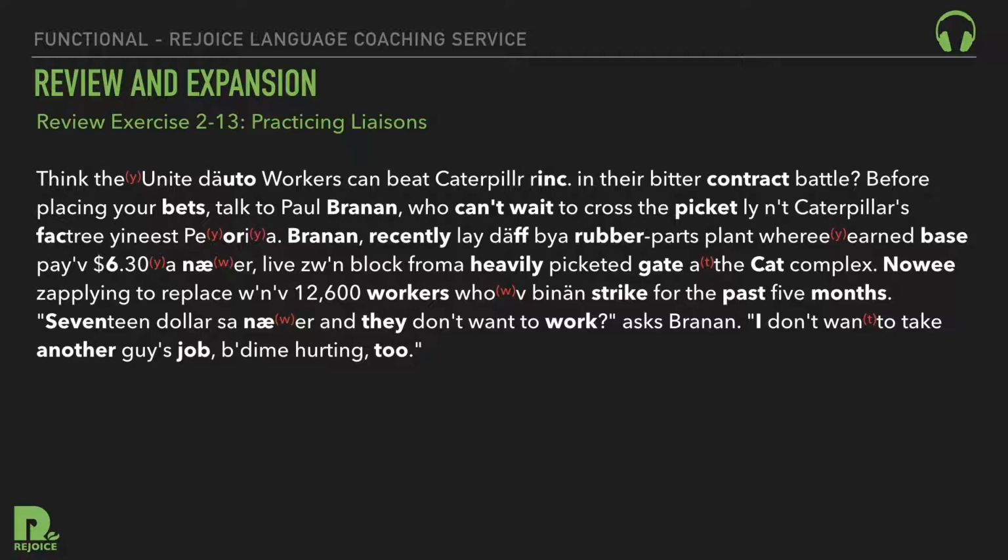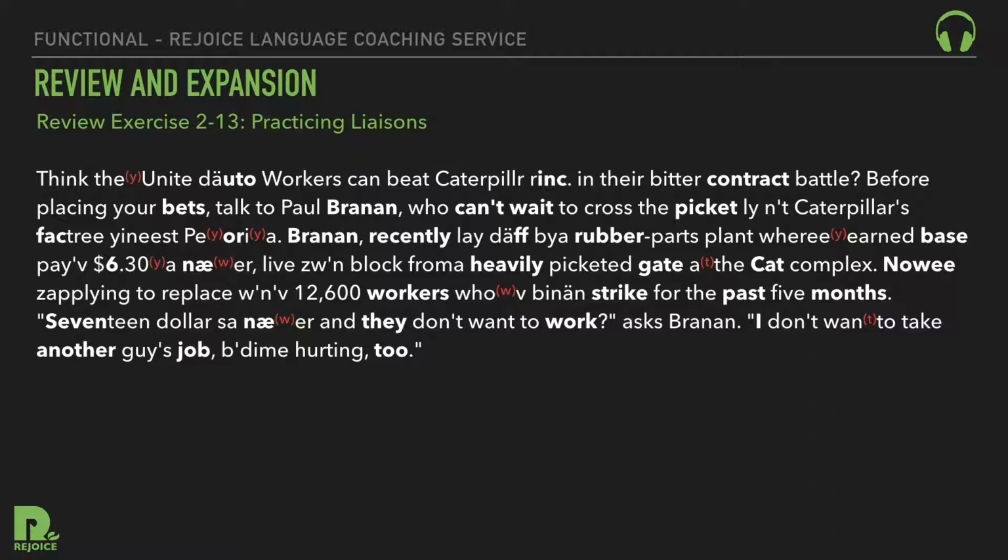Review exercise 2-13, practicing liaisons. Think the United Auto Workers can beat Caterpillar Incorporated in their bitter contract battle? Before placing your bets, talk to Paul Brannan, who can't wait to cross the picket line at Caterpillar's factory in East Peoria.